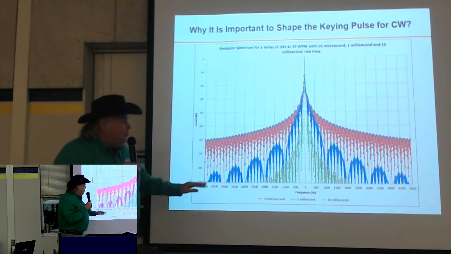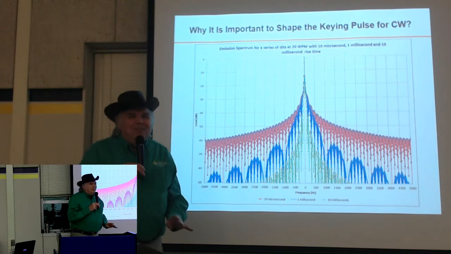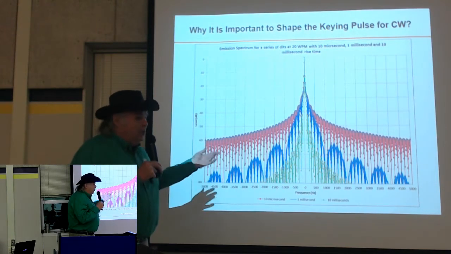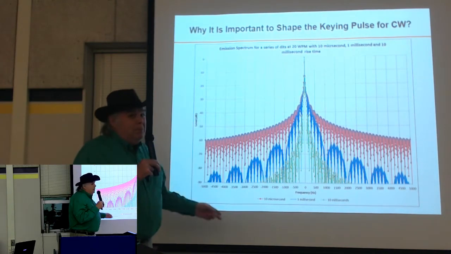So what this shows you is why it's very important in transmitter designs and your homebrew rig to shape that CW pulse.